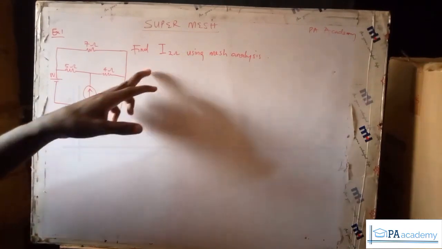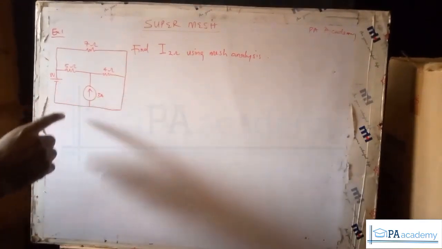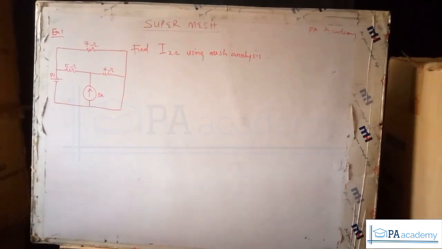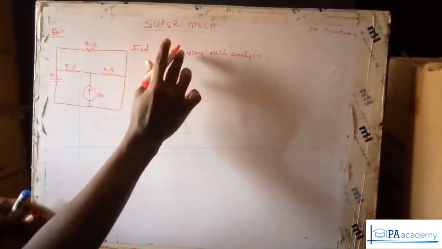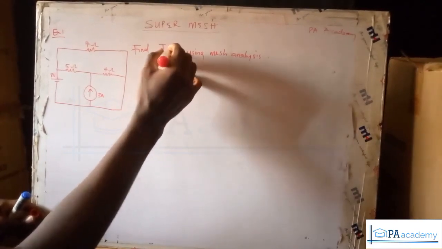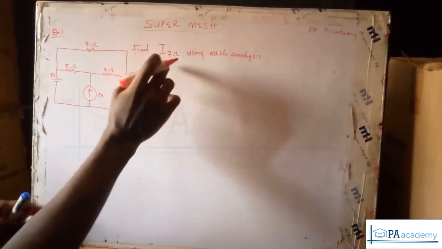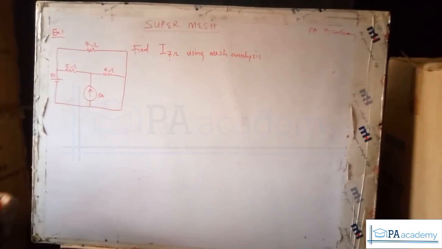It says find the current in the 2 ohm resistor. Okay, sorry, not 2 but 7. It's supposed to be 7. So this is 7. So this means current in the 7 ohm resistor. That means in this particular resistor, we should find the current that is flowing through this 7 ohm resistor.